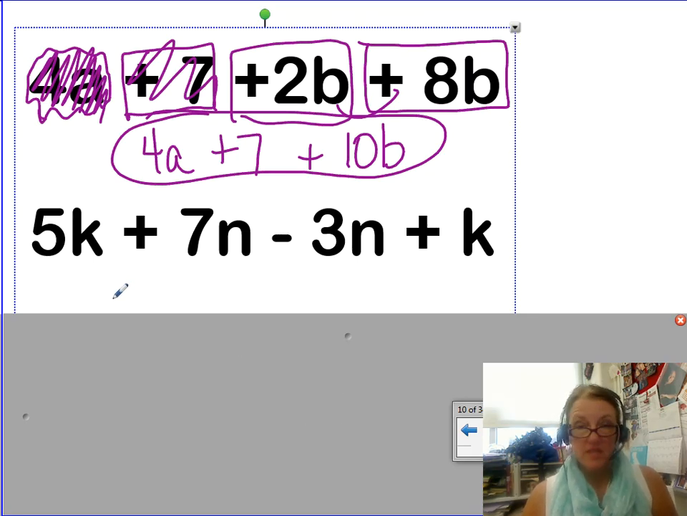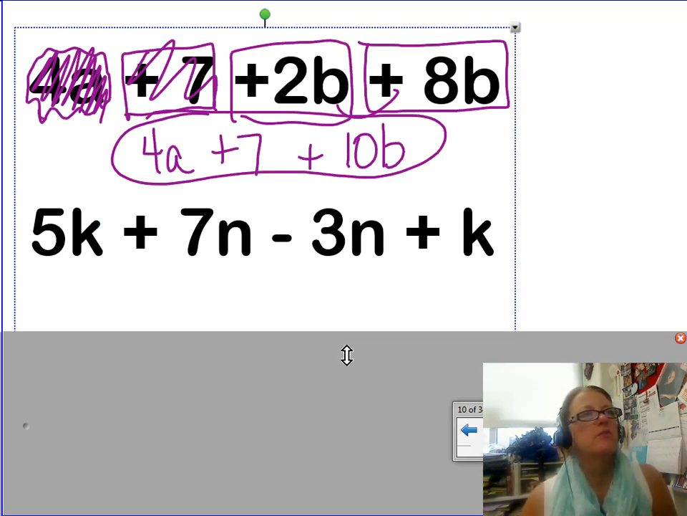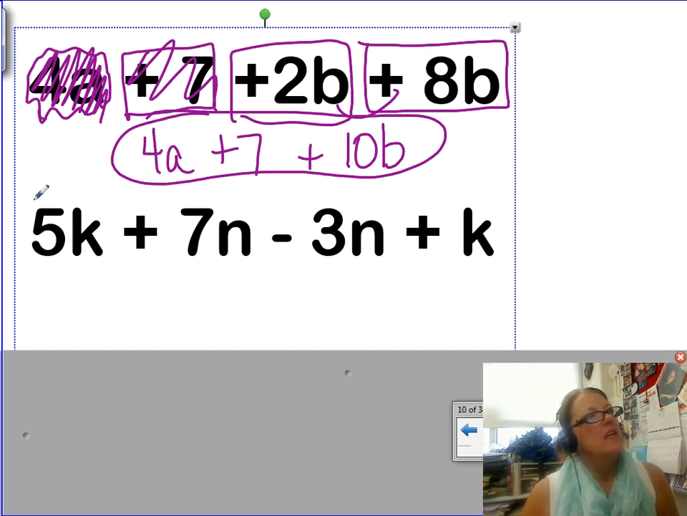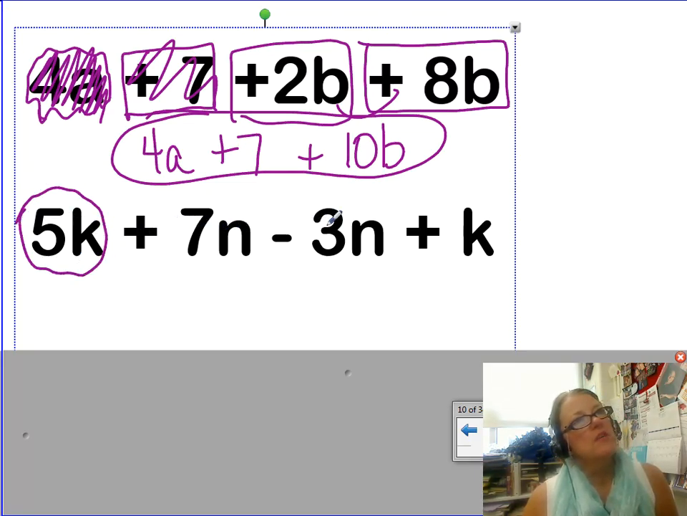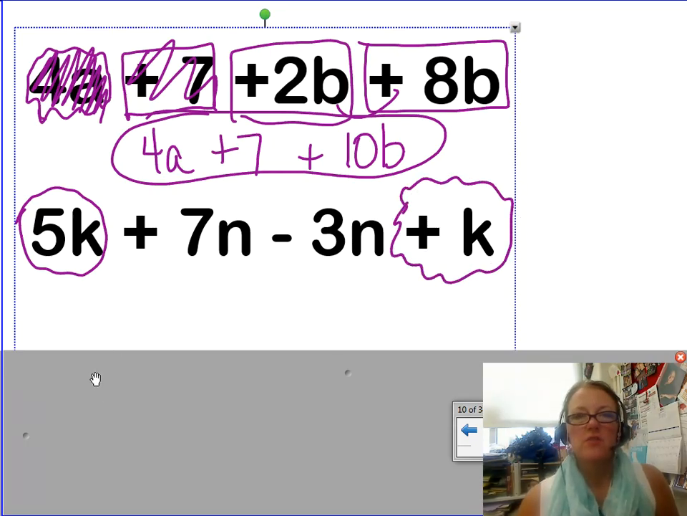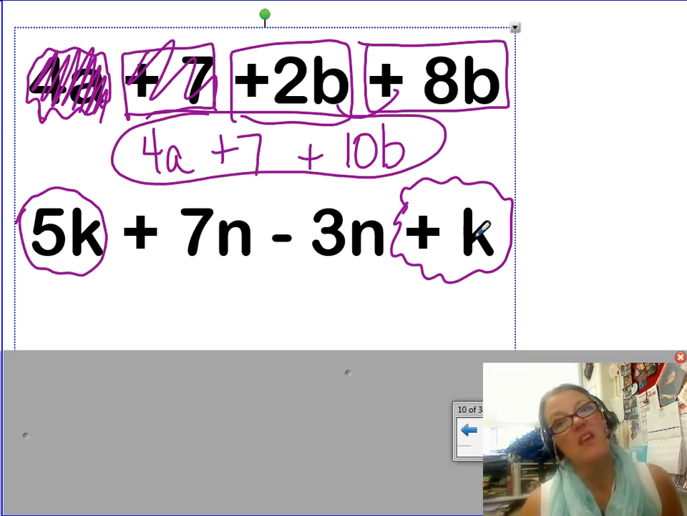All right, next, let's look at this one. 5k plus 7n minus 3n plus k. All right, here's another level, let's watch for this. I start with my 5k, and I'm looking downstream. Oh, take the sign in front, okay? It's kind of like that country song a few years ago by Sugarland, where they say, you and me, baby, we're stuck like glue. So I want you to think of that sign right in front. It's stuck like glue to k.